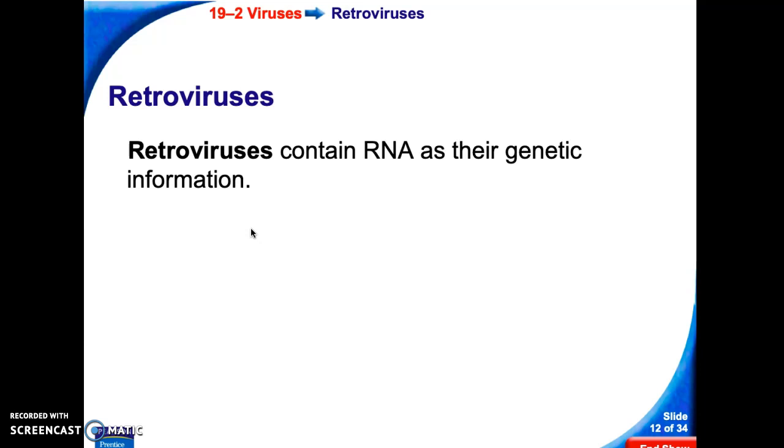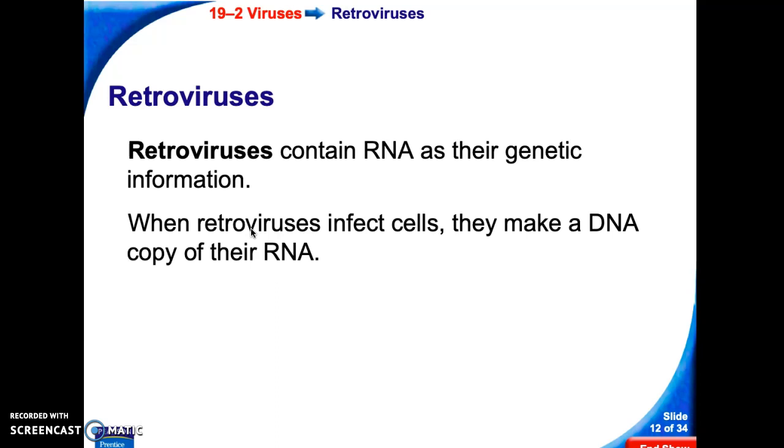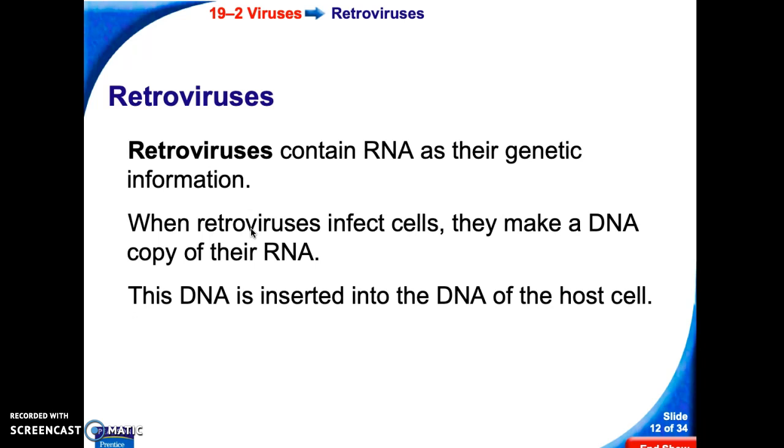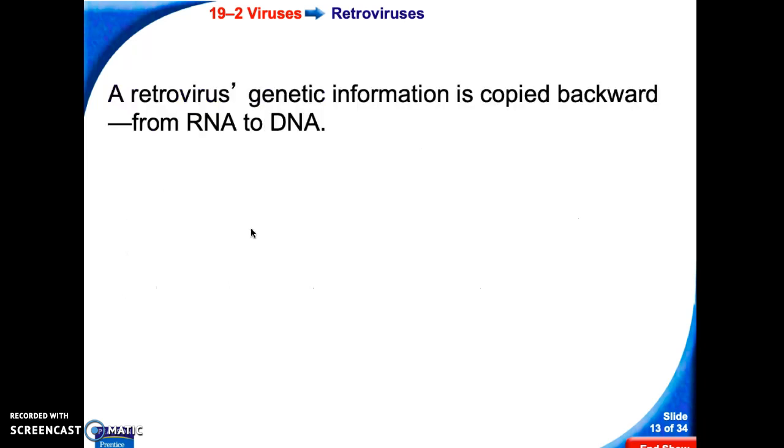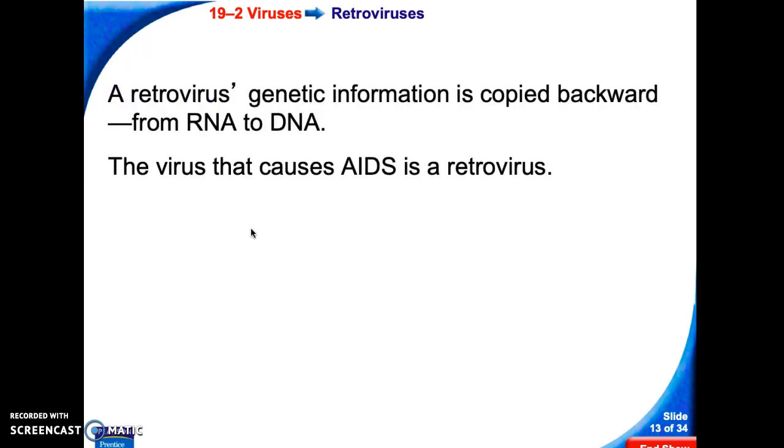A retrovirus, instead of having DNA and a protein coat, it has RNA and a protein coat. So when they infect their cells, they actually make a DNA copy of their RNA. So they actually work backwards, okay? So the DNA would be inserted into the DNA of the host cell, but the DNA of the virus came from RNA, not DNA. So again, it's copied backwards. An example of this would be AIDS.